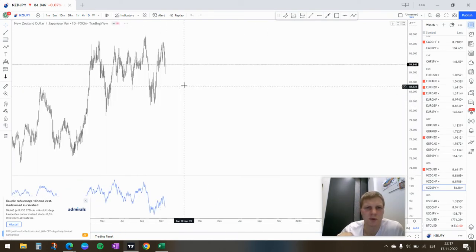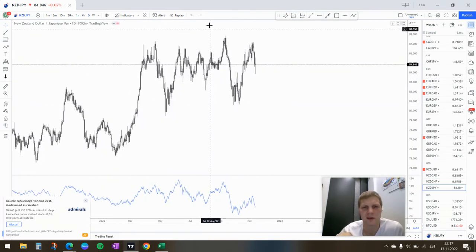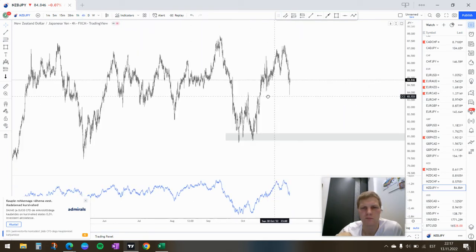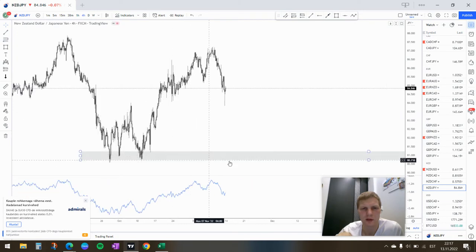NZD-JPY, there's no daily level here for me. So the next level I will be looking at is this. When price comes down here, we'll talk.